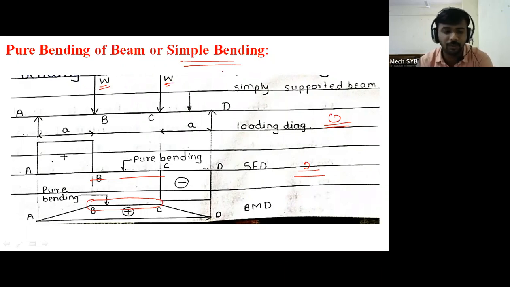In addition to that, we have discussed the nature of the bending stresses. Means if a simply supported beam is subjected to the point load, above the neutral axis and below the neutral axis, these are the 2 portions.